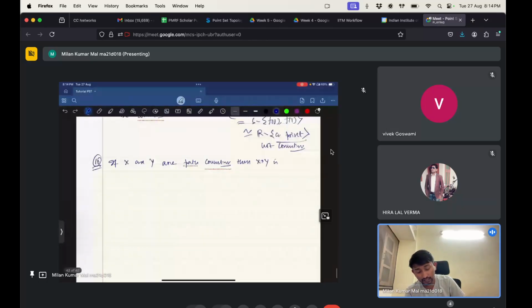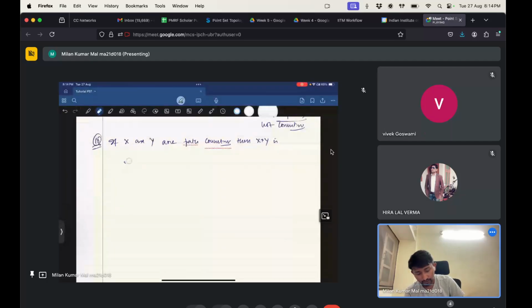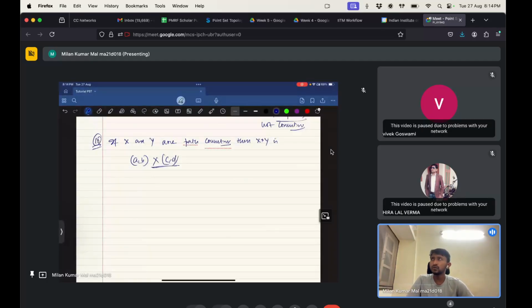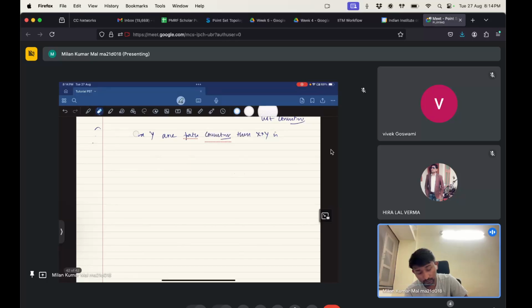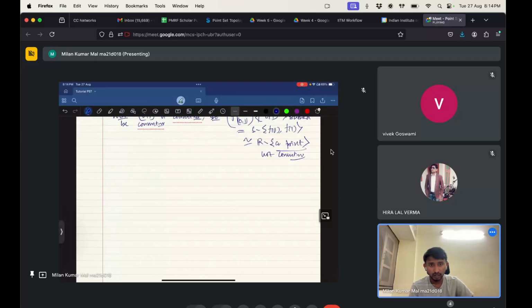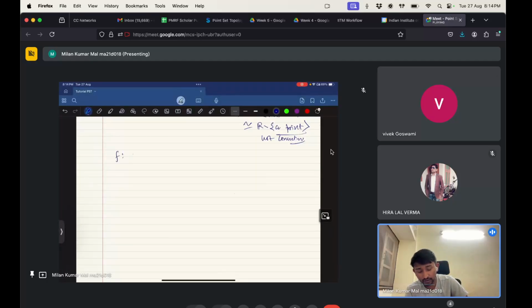If you write something like a cross b, a cross ab cross cd, open interval, then that will be connected. I think this is very interesting. Suppose you are asking these questions in a general setup, in a two-dimensional or three-dimensional setup. For example, the interval will be replaced by something like AB cross CD, closed interval, going to S2 minus something. The question is whether there exists a homeomorphism like this or not.